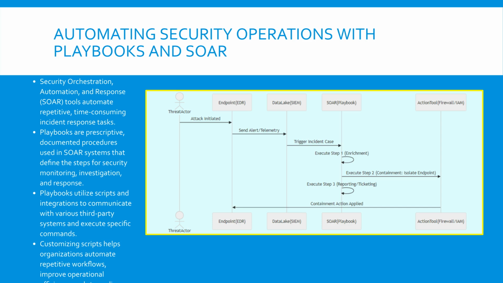The playbook first performs an enrichment step, gathering more context, and then automatically instructs an external action tool, such as a firewall or identity manager, to contain the threat, for instance, by isolating the compromised endpoint. Finally, the playbook handles non-technical tasks like reporting and ticketing. This automation drastically speeds up response time and ensures every incident follows a precise, predefined procedure.